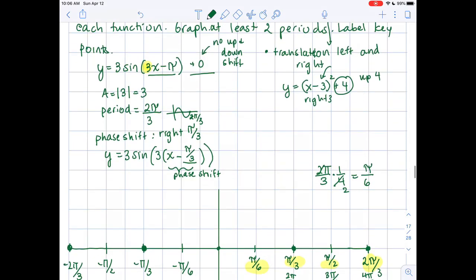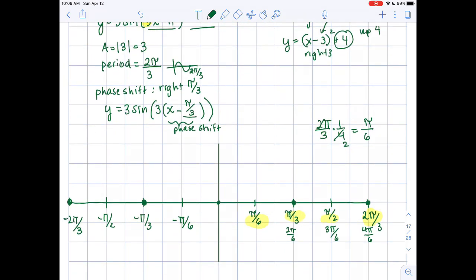Then in between the first 0 and pi over 3, we know we're going to hit a hill. The maximum is going to occur at pi over 6 and with a value of 3. So we're going to do our hill there. And then at pi over 2, we would have a minimum of negative 3. Then on the opposite end, this is my pattern so far.